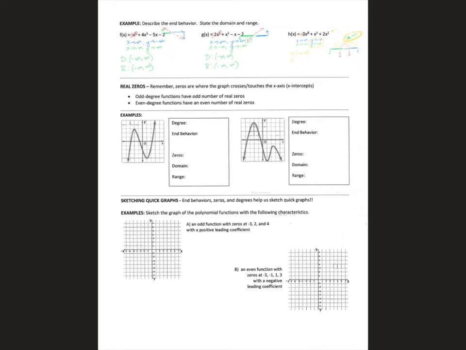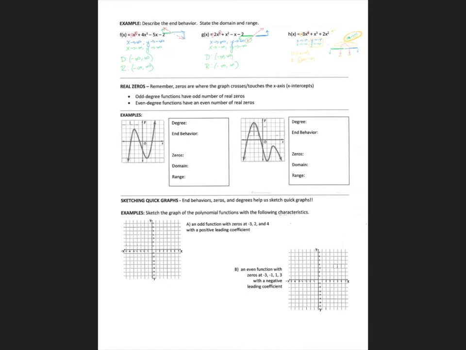I'm looking for the range, so the range would be from 0.604, again, it's a bracket, right, because 0.604 is included in the range, to negative infinity. And the reason I know it's negative infinity is because both ends are going down since it is a negative leading coefficient.